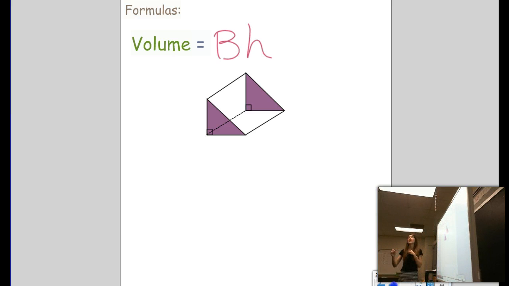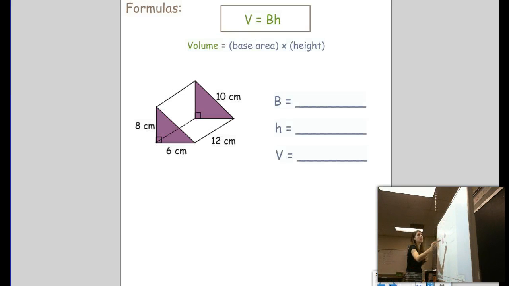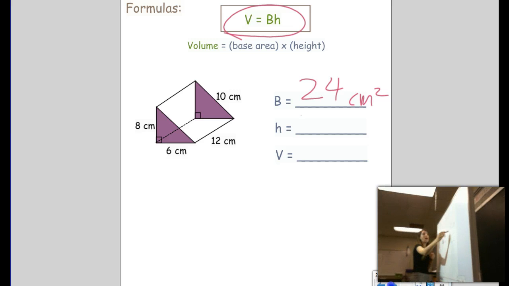Base times height. And in a rectangular prism, the base is the length times the width. So that's where you got that from, Austin, but that's good. So the volume is base times height. Area of the base times the height. So good news, we've already found capital B. It didn't change. What's capital B? Still 24, it didn't change. What's the height? That didn't change either. 12.